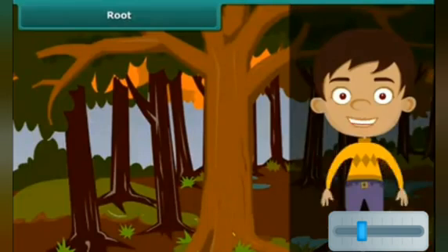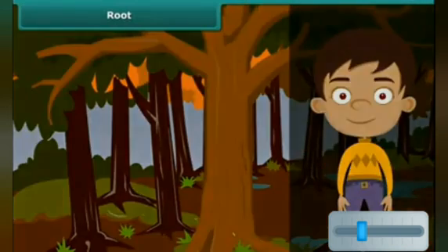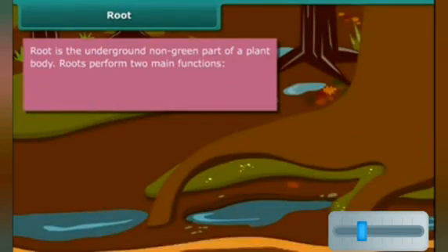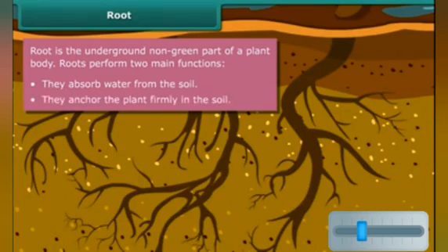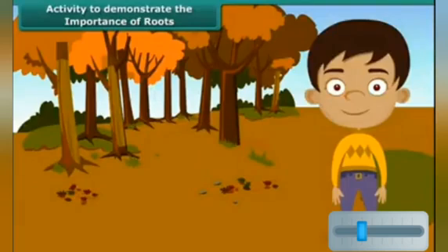Let us begin our discussion with plant roots. Root is the underground non-green part of a plant body. Roots absorb water and minerals from the soil, which are crucial for the survival of a plant. They also attach a plant to the soil for its entire life. Let us perform an activity to demonstrate the importance of roots in the life of a plant.